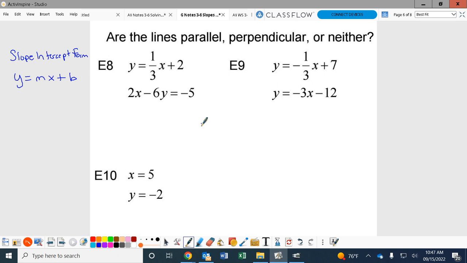Okay, here we go. Look at example 8, and this first example is already in slope-intercept form. What is the only number out of this that we care about when we're talking about parallel, perpendicular, or neither? 1/3. Why is the 1/3? That's correct, but why is the 1/3 the only thing we care about?